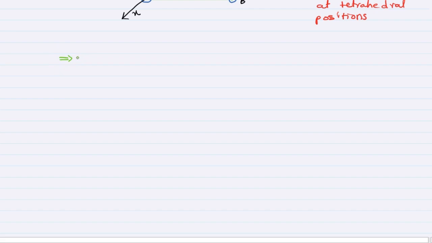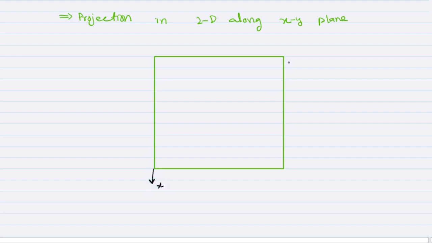So now the projection in 2D along the XY plane. If this is your X direction, this is your Y direction, and if this is your corner A, B, G and H, similar to the previous figure, these 4 are the corner atoms, and these 4 are the face atoms, and this is the bottom face atom.